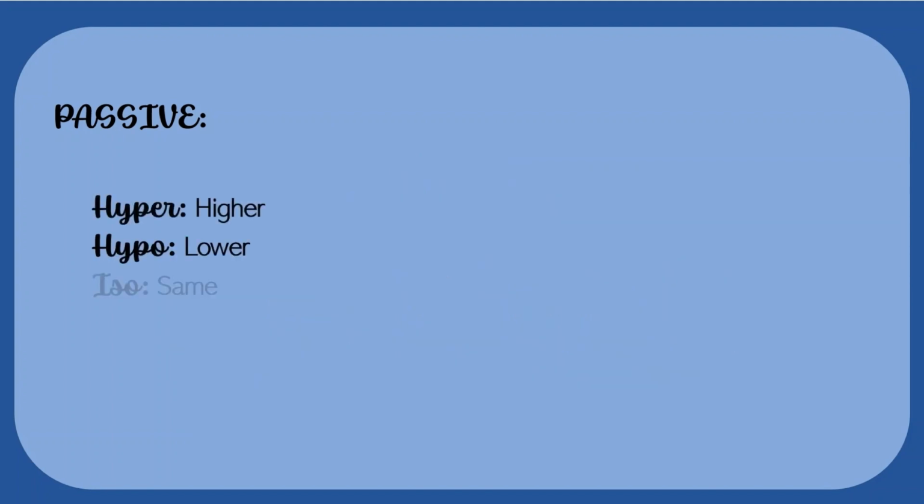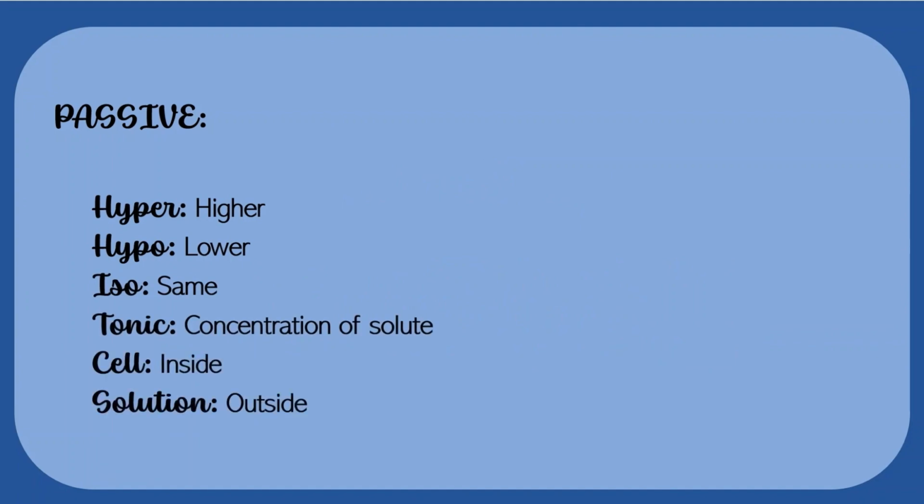These are key terms you need to know. Hyper is just higher, hypo, lower. Iso, same. Those are pretty straightforward. Then there's tonic, which is the concentration of solute. Cell refers to the inside, solution refers to the outside. That's an easy way to decode any problem that you get.